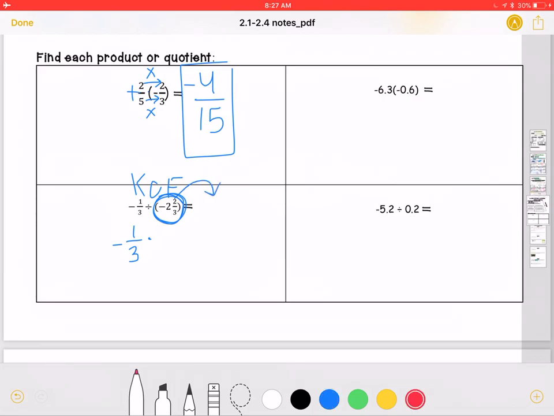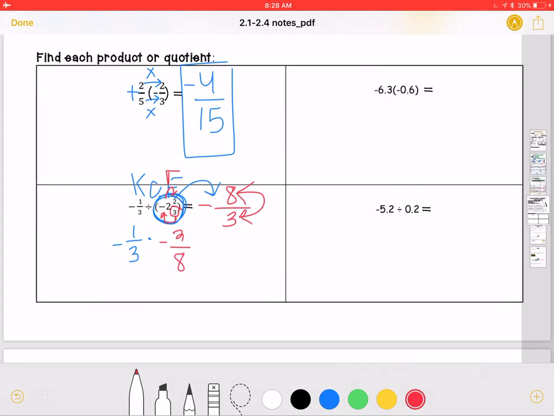So remember, to make it improper, we multiply our denominator times our whole number. So 3 times 2 is 6. Add our numerator. 6 plus 2 is 8. Keep your same denominator. We'll keep it negative. So it's a negative 8/3. Now, when we go to flip it, all we're doing is flipping our numerator and our denominator. We're keeping the sign. Nothing happens with your sign here.